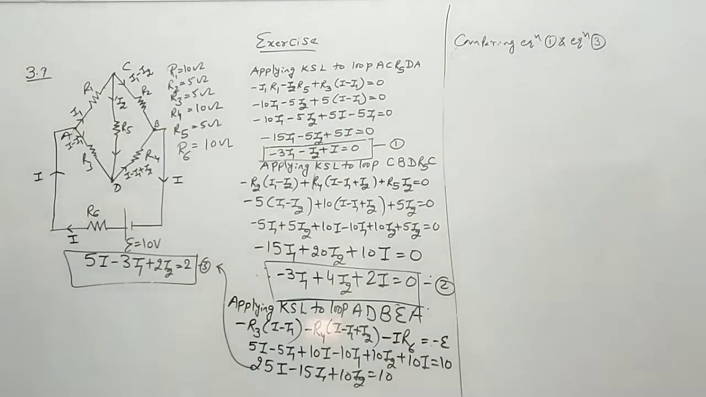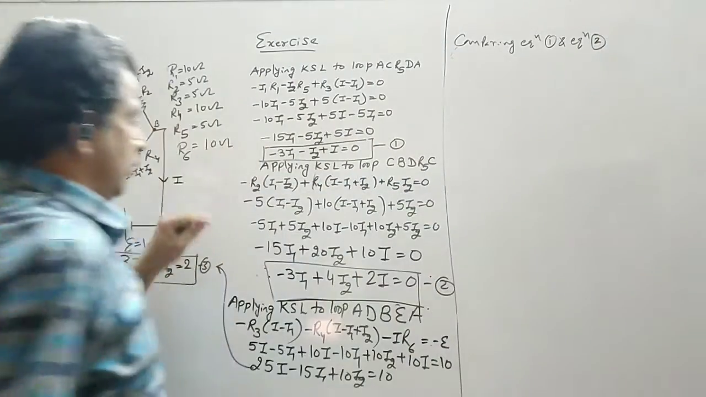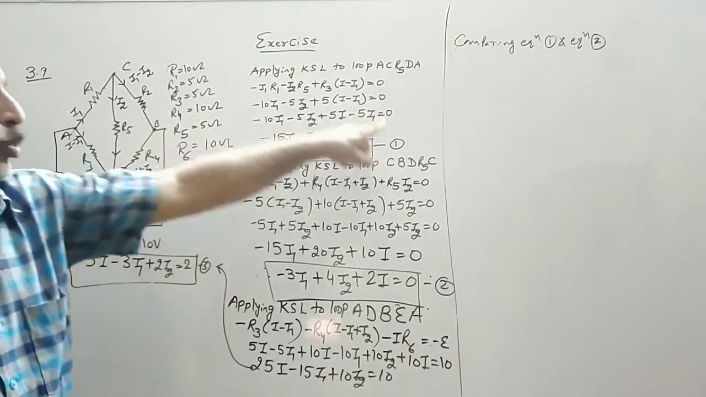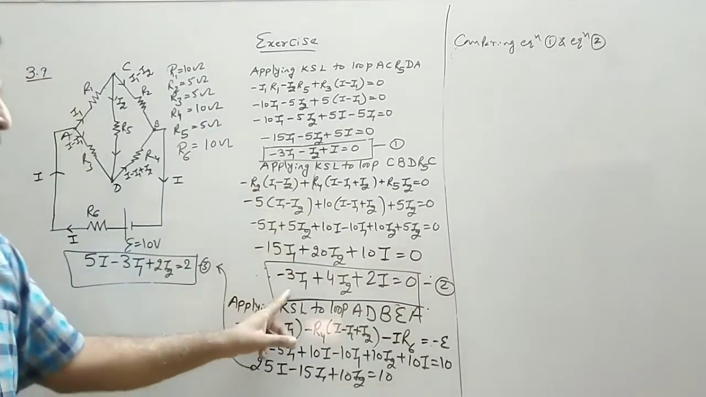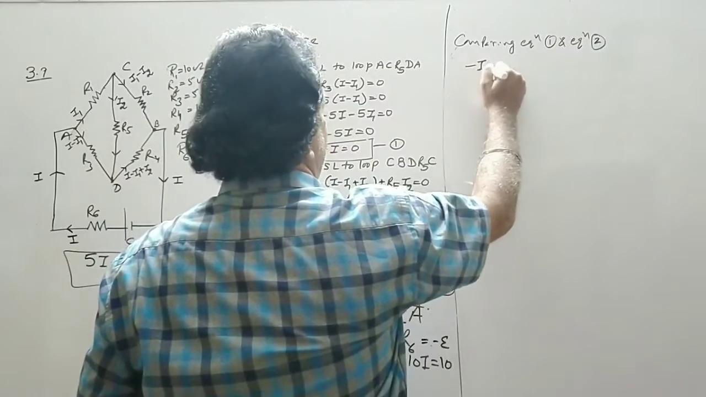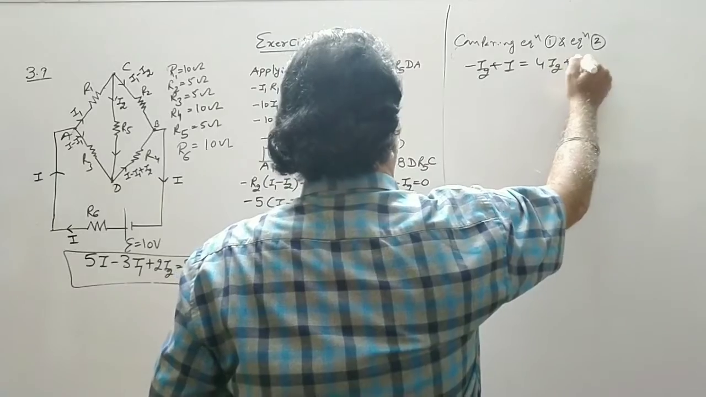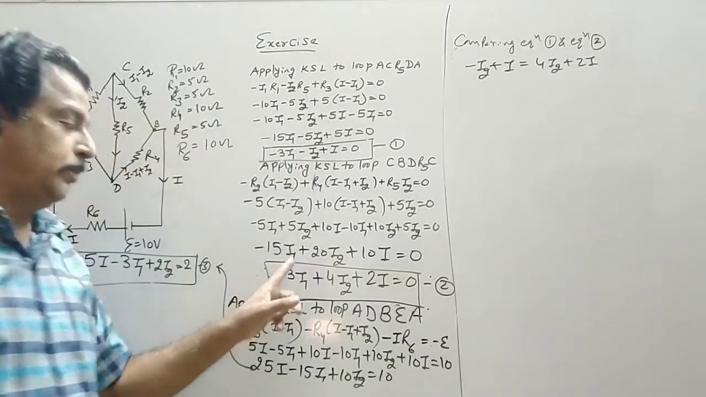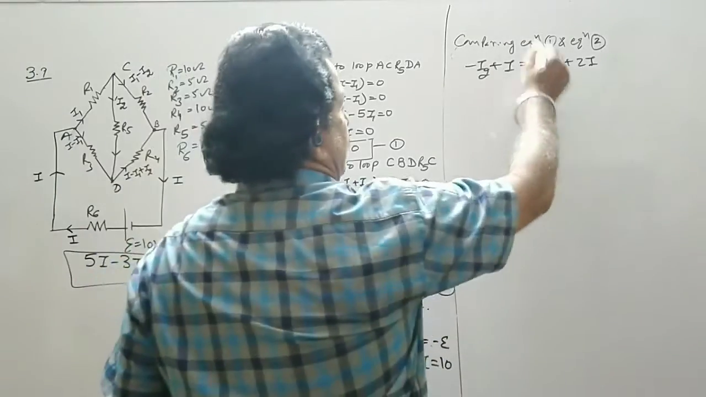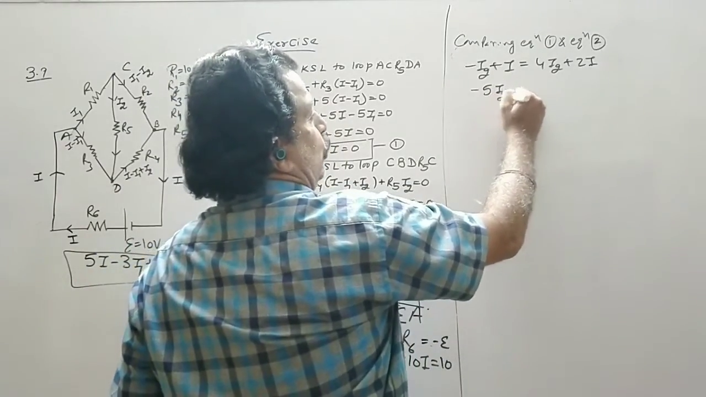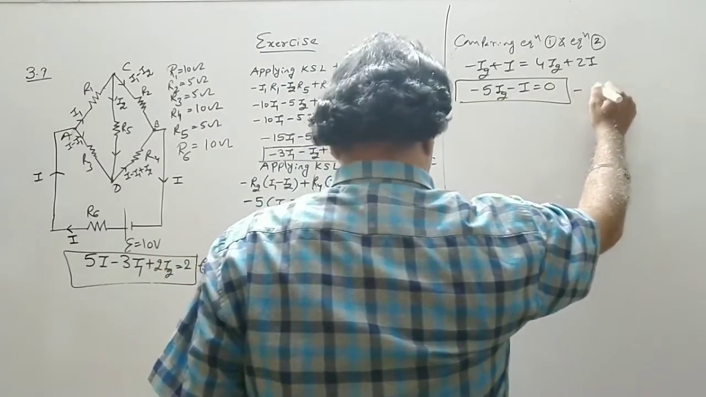Let me first compare 1 and 2, then 2 and 3. This minus 3I1 taken to that side becomes plus 3I1. This minus 3I1 taken to that side becomes 3I1. So directly I can write I2 plus I is equal to 4I2 plus 2I. So with minus 3I1 made the subject, this can be written as minus 5I2 minus I is equal to 0. So this is our equation number 5.